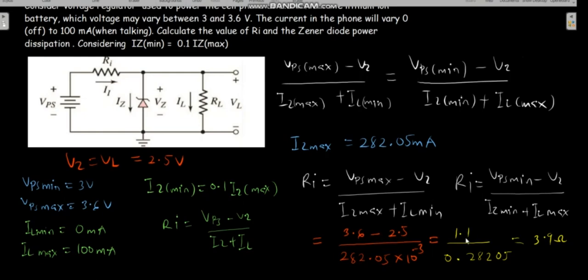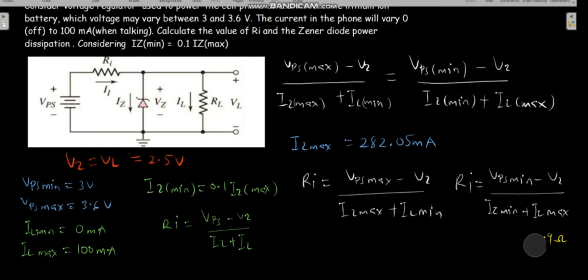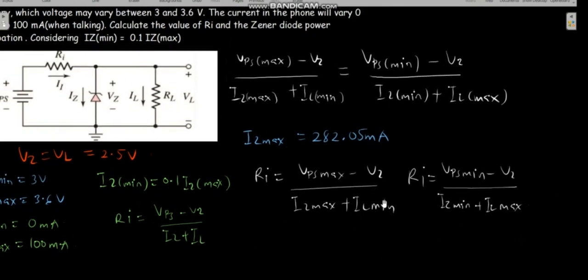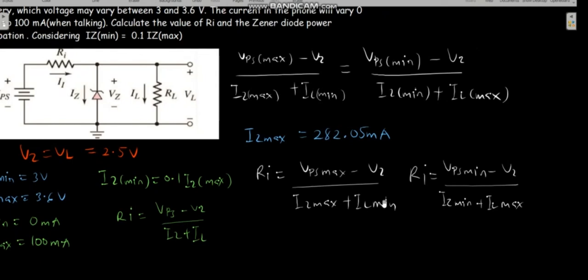Okay, if you don't want to use this formula, you can use this second one also. So let's look at that one. To use the second formula, we are using Vps minimum minus Vz, over Iz minimum plus IL max. But in this case, we don't know Iz minimum, but we know Iz max. So I'm going to find Iz minimum. Let's come back to this formula here. We said Iz minimum equals 0.1 times Iz max.